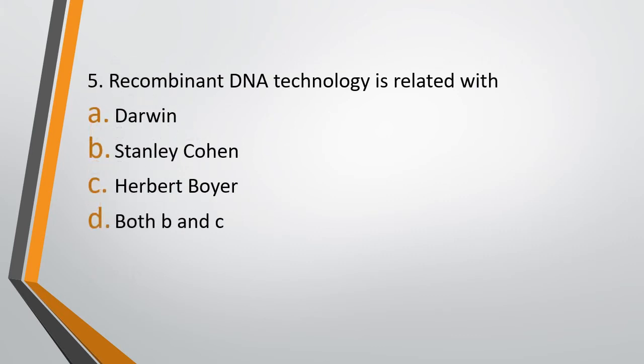Question 5. Recombinant DNA technology is related with option A, Darwin, option B, Stanley Cohen, option C, Herbert Boyer, or option D, both B and C. Recombinant DNA technology is related with which of the following scientists? The correct answer is option D, that is both B and C. Stanley Cohen and Herbert Boyer are related to recombinant DNA technology.